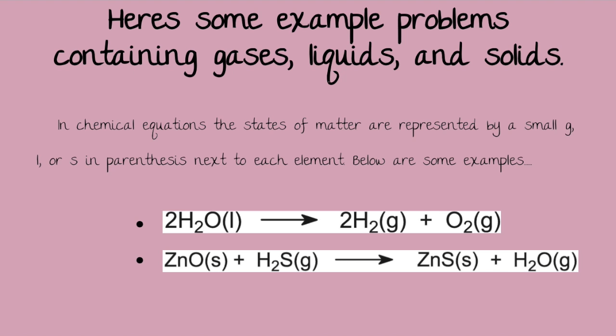As you can see, in chemical equations, the states of matter are represented by a lowercase g, l, or s in parentheses next to each element. Below are some examples.